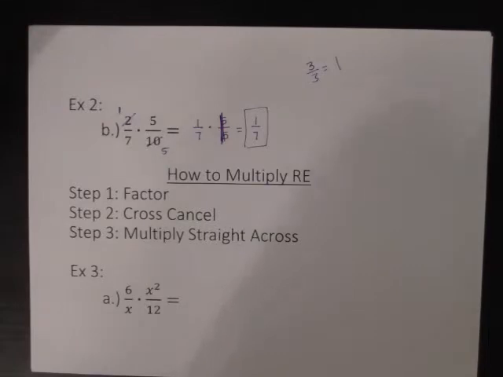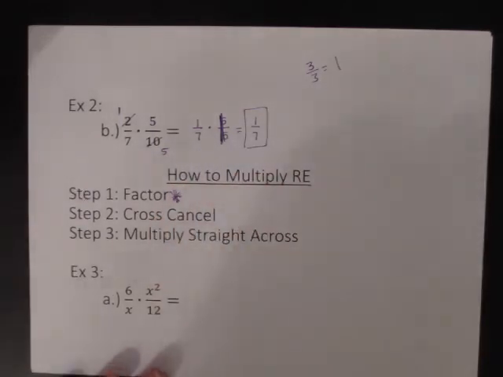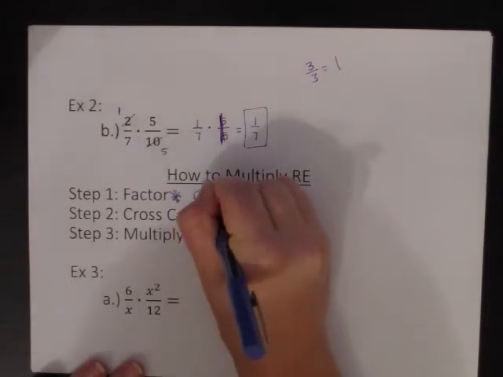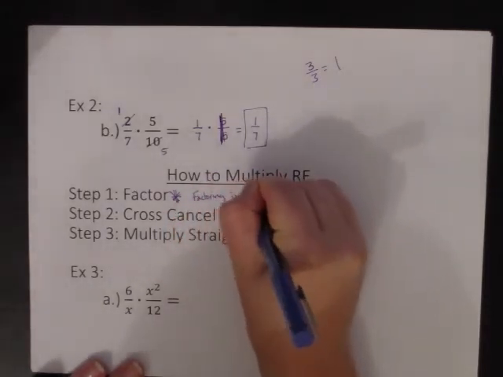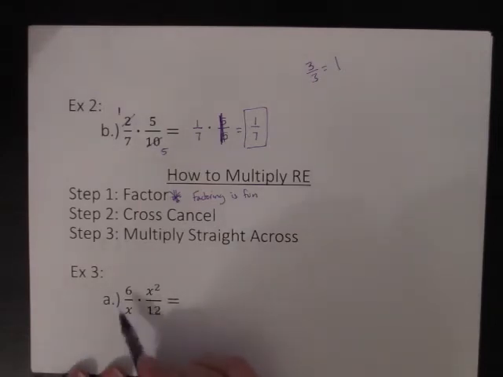So, how to multiply rational expressions. The only thing you have to add is that you have to factor. So if you could please get out your Factoring is Fun worksheet, so that we can work through multiplying rational expressions. The first thing you do is factor. The second thing is you cross cancel. And the third thing is you multiply straight across. Remember, the difference between a rational expression and a fraction is that you're going to see variables.